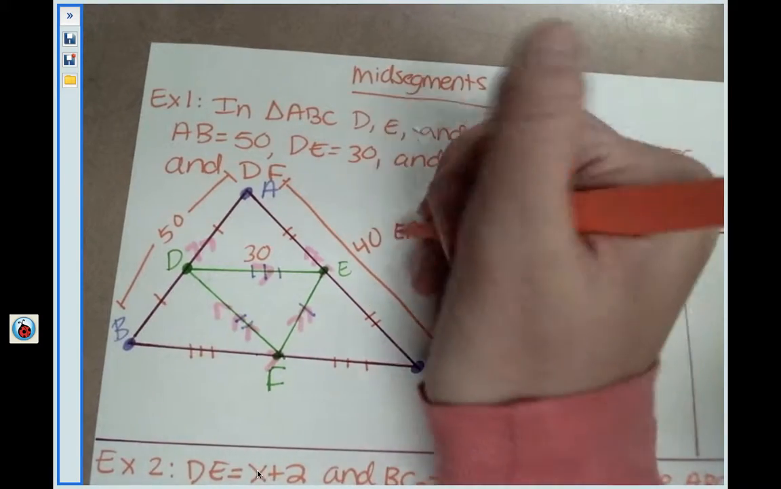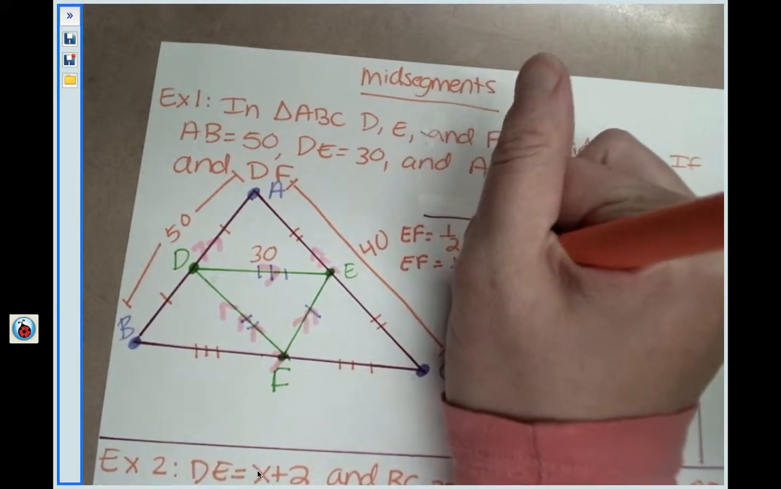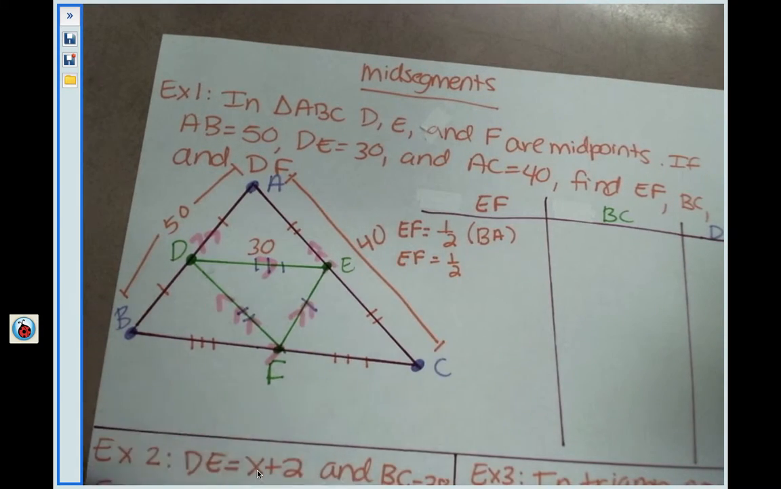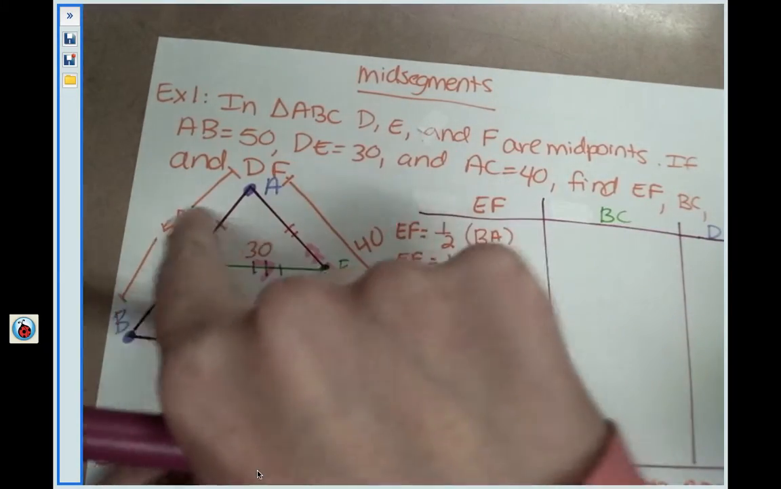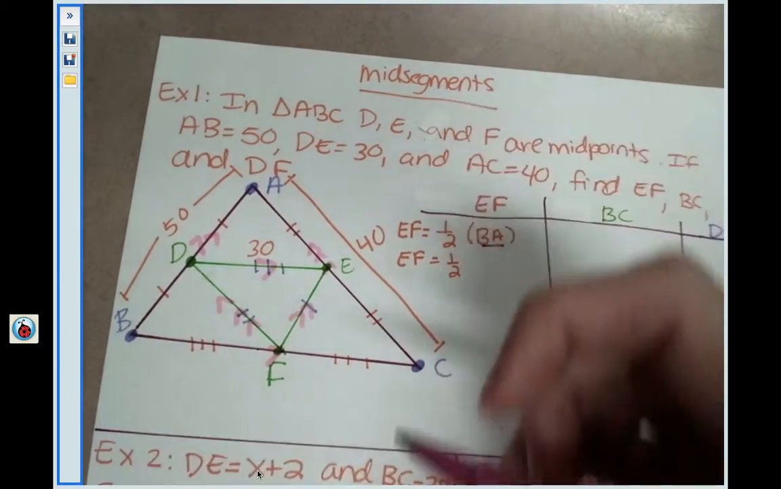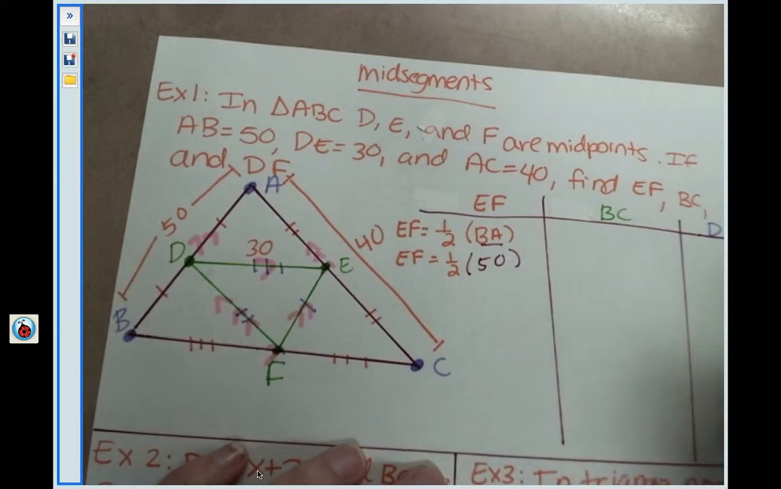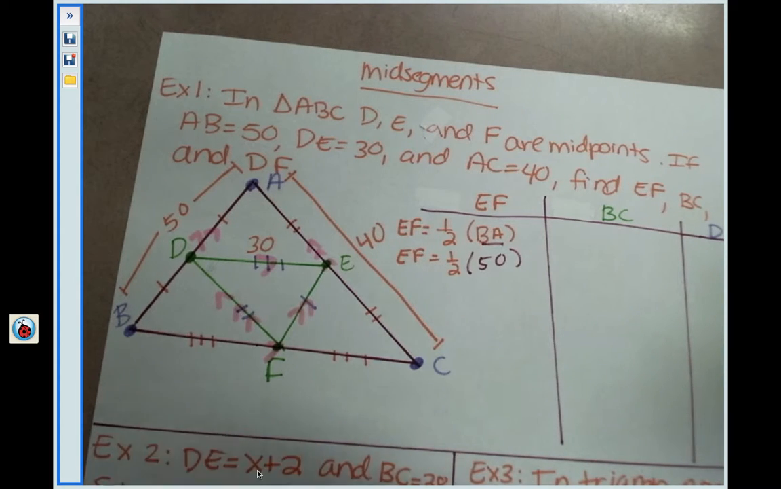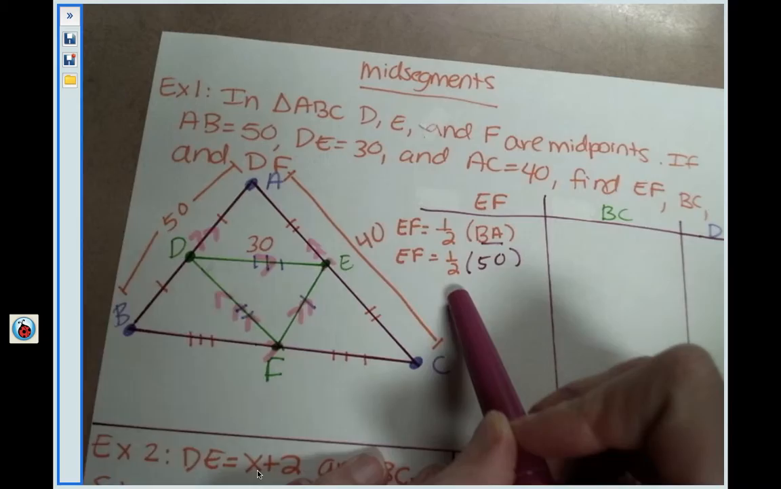So I'm going to bring down my EF, because that's what I'm solving for, equals 1/2 of BA. What is BA equal to? BA equals 50. BA is 50. Okay, so I'm going to bring that down. And then we just got to solve for EF. So what is 1/2 of 50, or 50 divided by 2?